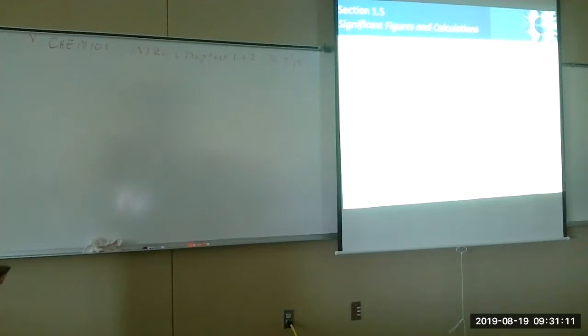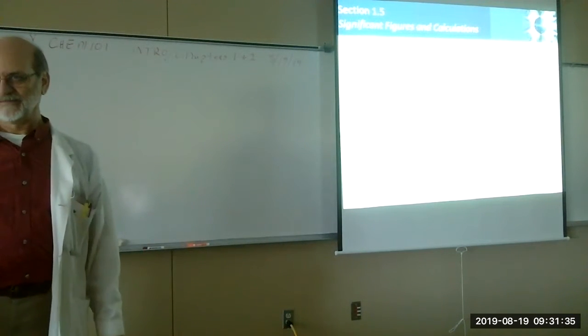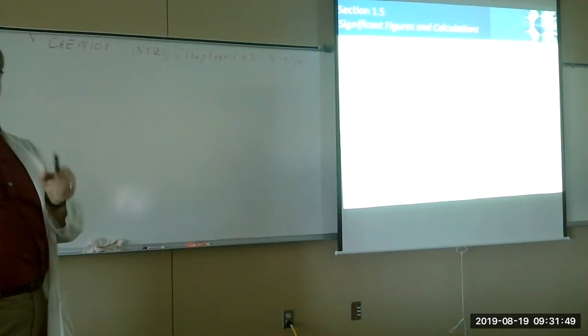Okay? So, rules for counting significant figures. First, if every digit in the number is non-zero, they're all significant. Every one of them. So this one has 4 significant figures. They're all non-zero. Where's the decimal point? Right there. It's understood. Okay? Now, when we get to dealing with zeros, sometimes the presence of a decimal point or the absence of a decimal point makes a big difference. Right? So I'll point that out to you.